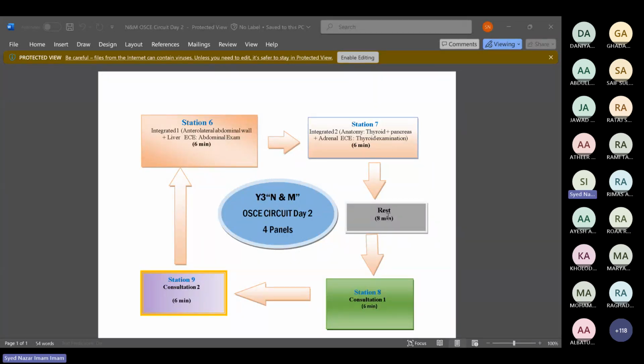Doctor, I have a question. About the consultation stations, is there going to be any prescribing or not? I told you this is consultation only. You have to take the history from the patient. Okay, thank you. Welcome.